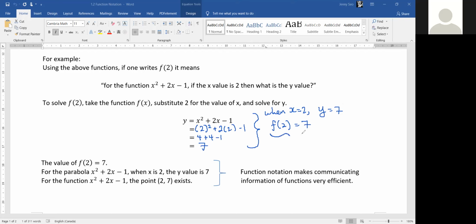And this communicates all of that. Okay. F of 2 equals 7 tells me for that specific parabola, when x equals 2, y is 7. Super short, super sweet. That's it. This is function notation, function symbolism, function symbols and system. Okay? Any questions? So that's the entire lesson.